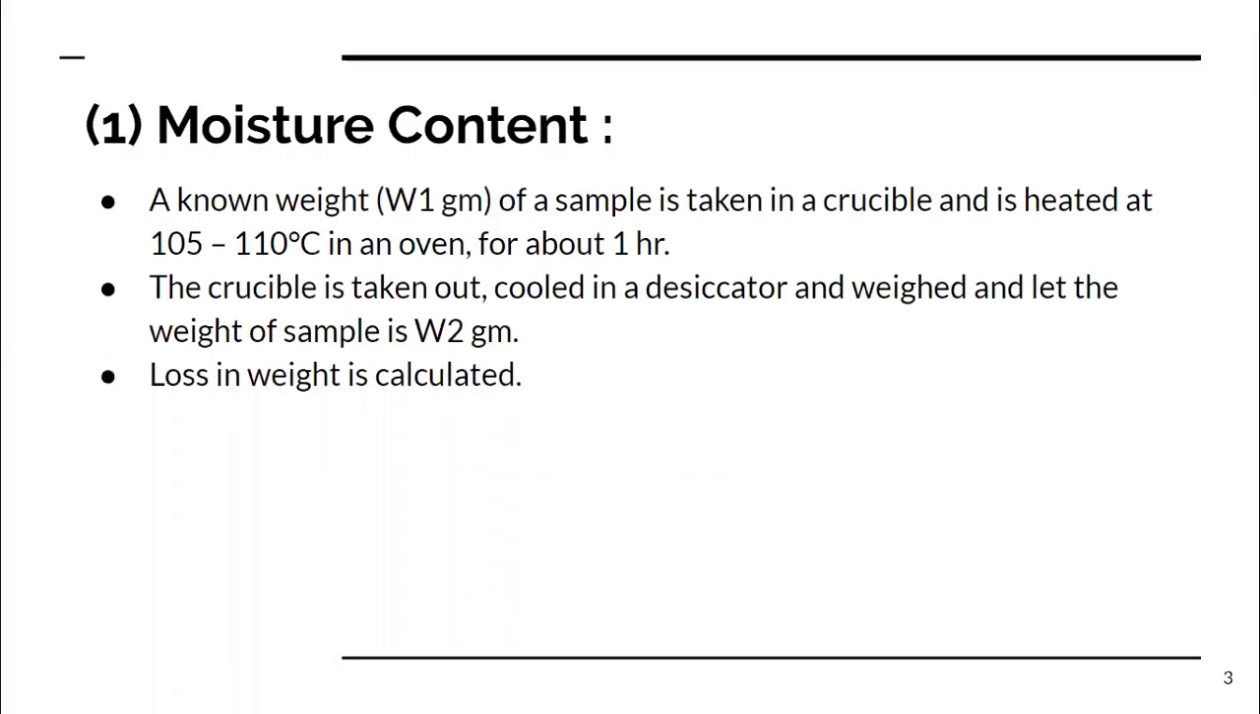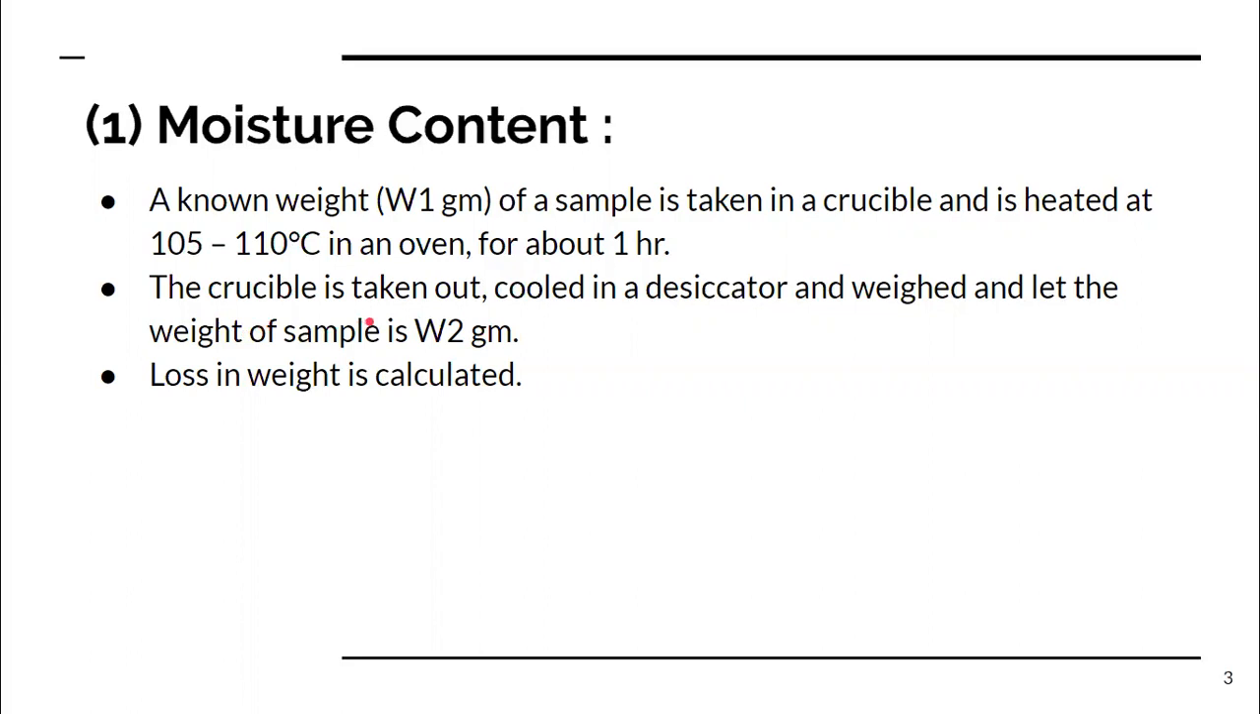So at first, let us calculate the amount of moisture content present in the coal. For calculating moisture content, we will take a known weight of coal sample. Suppose W1 gram coal sample is taken in a crucible and is heated at 105 to 110 degrees centigrade in an oven for about 1 hour. At this temperature, the moisture or water will be removed completely.